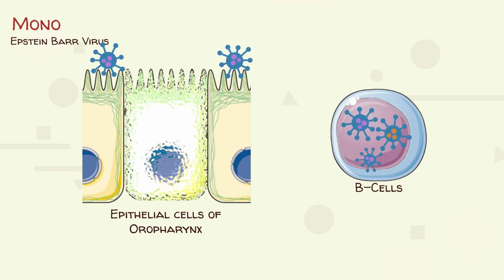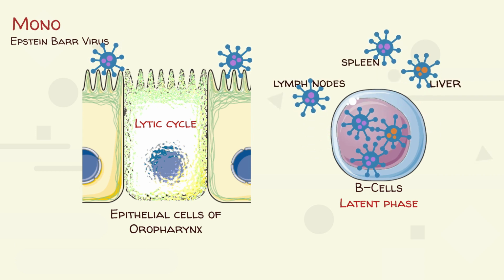But instead of killing the B cell, the virus will start living in the B cells. So, the first part is called the lytic cycle, and the second part is known as the latent phase. During the latent phase, the virus can reach other lymph nodes, the spleen, and the liver.